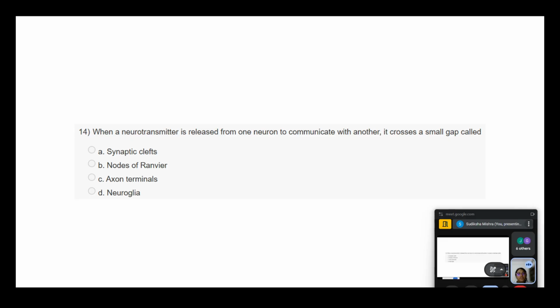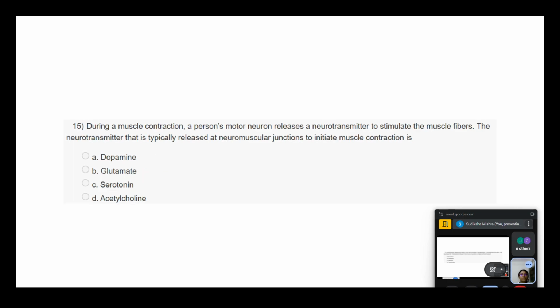When a neurotransmitter is released from one neuron to communicate with another, it crosses a small gap called: synaptic clefts, nodes of Ranvier, axon terminals, or neuroglia. The answer is synaptic clefts.